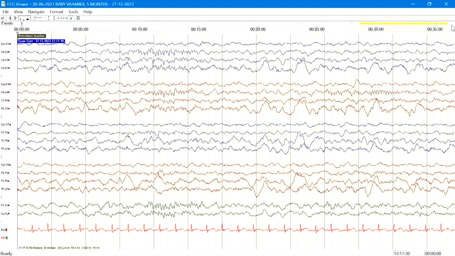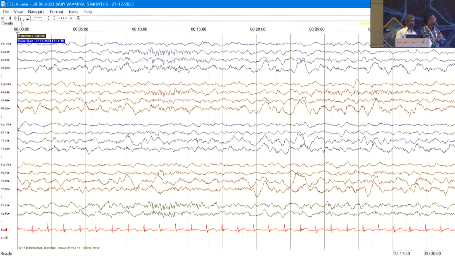Okay, so we'll see this one. Right. So this is a young infant. From the first page, you can see a lot of the features that were already described. So what are these?